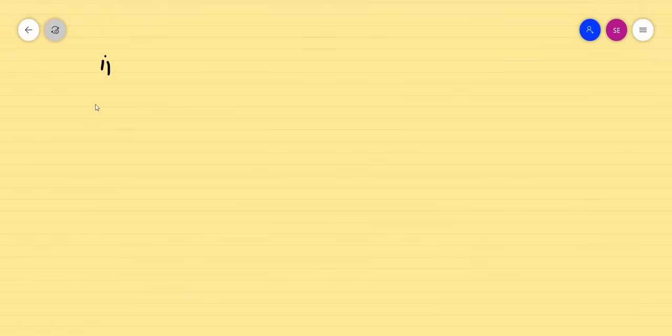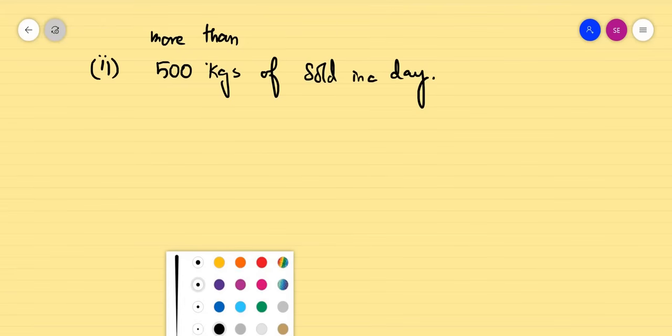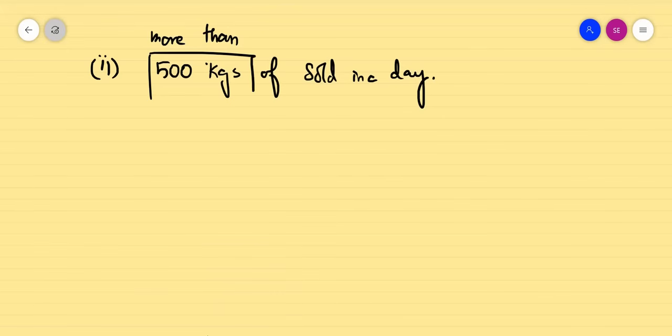So now let us go to the next question. The same question. They are asking what is the probability you will see more than 500 kgs of bread sold in a day. So you understand you should not take 500. What is the reason? Because we are taking kgs in terms of 100. So probability of X more than means X greater than 5. Do you get my point?